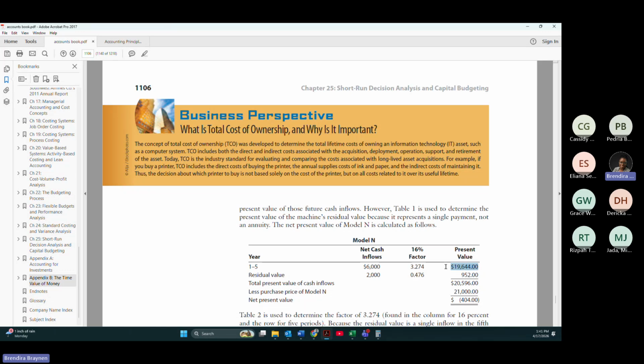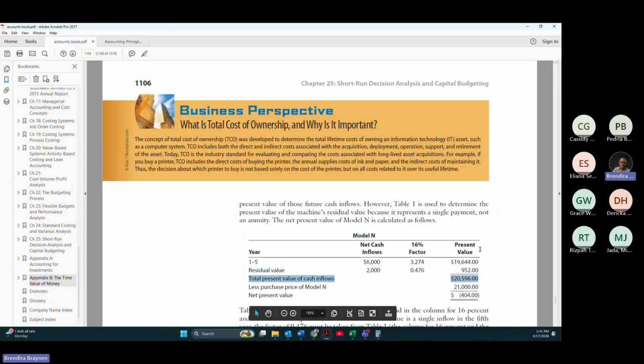Somebody would be willing to pay this amount. And we determine how much it is worth to receive $2,000 in 5 years. It's worth $952. And so the sum of the two is there. That's considered to be the present value of the cash inflows.